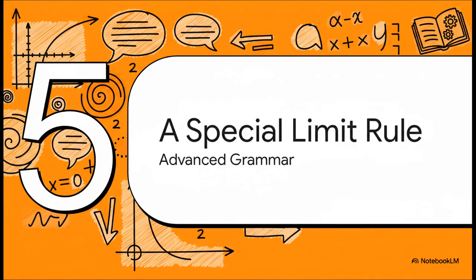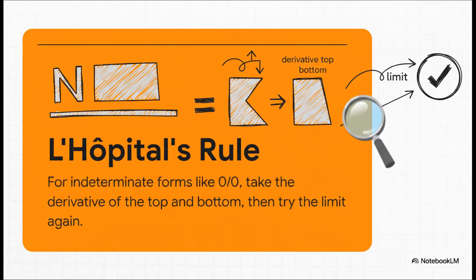You know, every language has its own special grammar rules for really tricky situations. Well, in calculus, we have a kind of secret weapon for solving limits that look absolutely impossible at first. It's called L'Hopital's rule, and it's for those times you try to solve a limit and you get a nonsense answer like 0 divided by 0. When that happens, you don't give up. The rule says you can just take the derivative of the top function, the derivative of the bottom function, and then try the limit again. And amazingly, it often simplifies the whole thing and just gives you the answer.